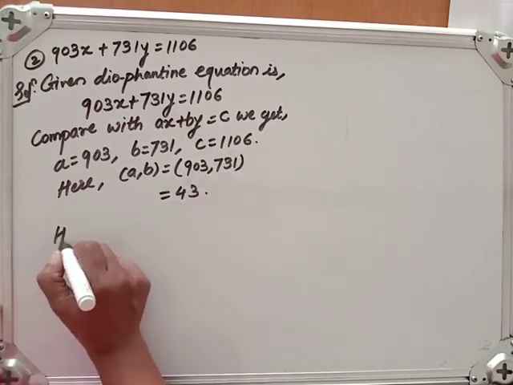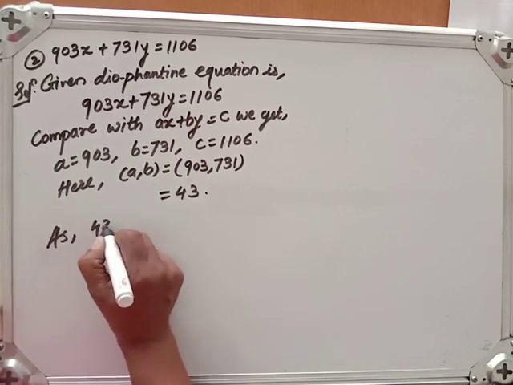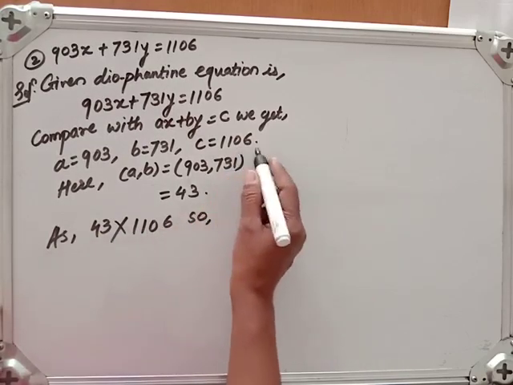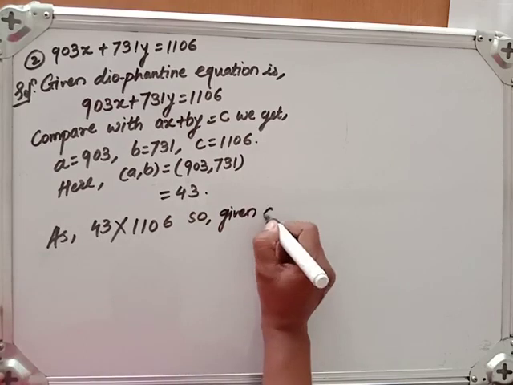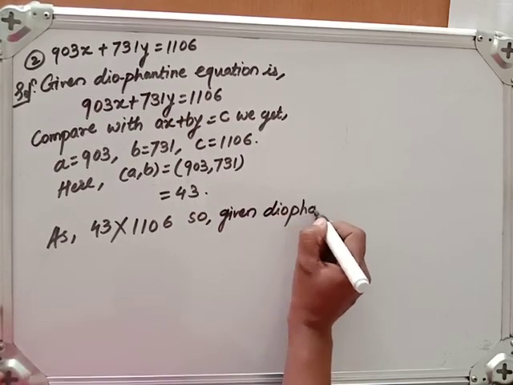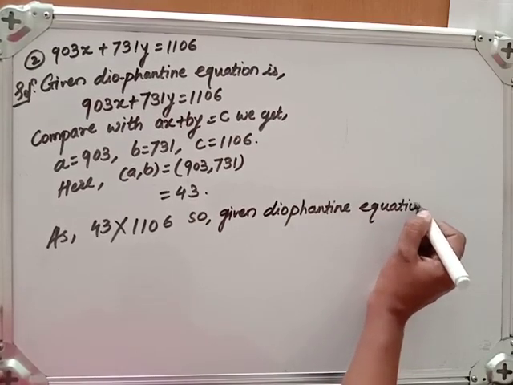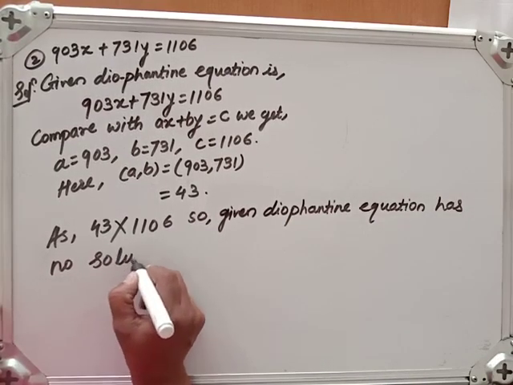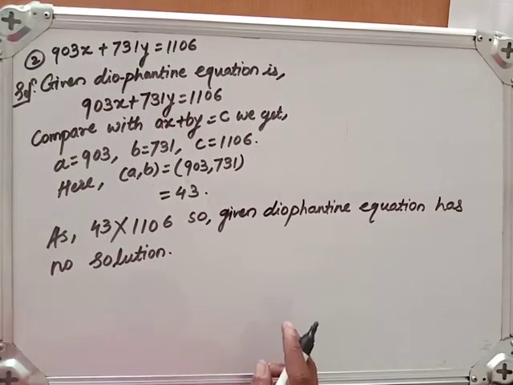Now here, 43 doesn't divide 1106. So 43 is a prime number, it won't divide this. So the given Diophantine equation has no solution. Now let's take the next one.